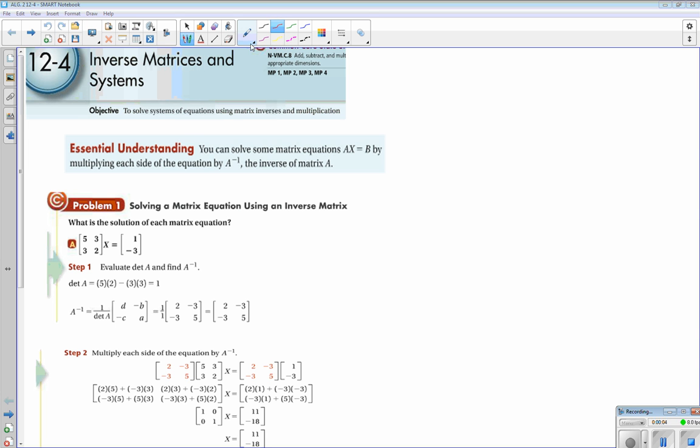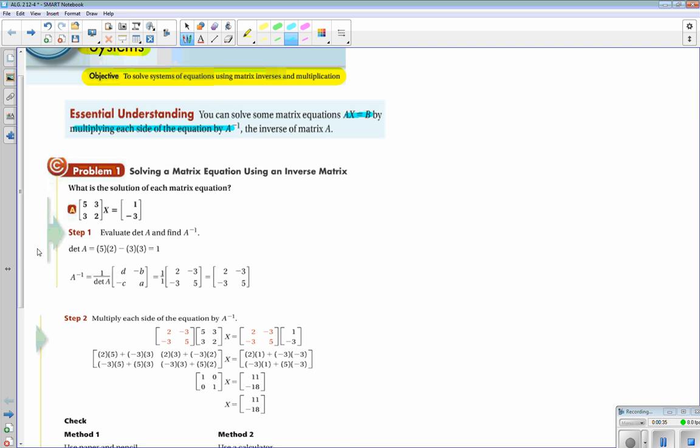Chapter 12, Section 4, Inverse Matrices and Systems. Our learning objective today is to solve systems of equations using matrix inverses and multiplication. The essential understanding for this section is that you can solve some matrix equation, AX equals B, by multiplying each side by the inverse of matrix A.